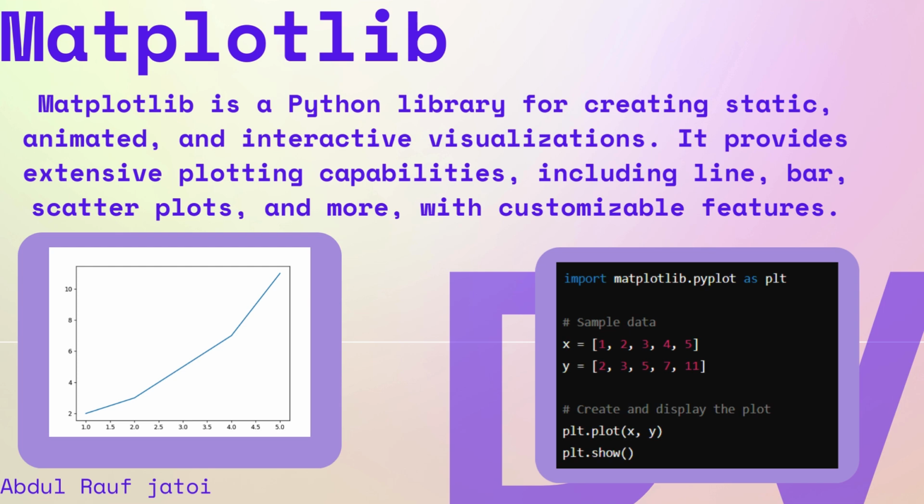Well, Matplotlib is also a Python library for creating static, animated, and interactive visualizations. It provides extensive plotting capabilities, including line, bar, and scatter plots, and more with customizable features. Now you can see the bar. Here you can see the graph names like the line graph, bar chart, or scatter plots. These are the plots. Now here you can see I show a simple example on the right side.